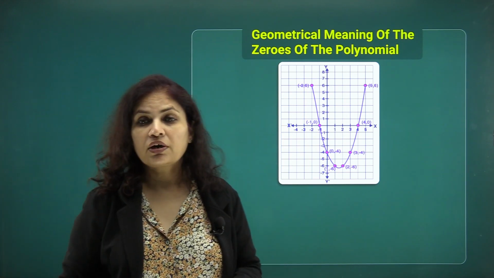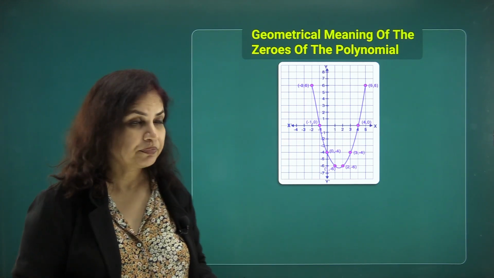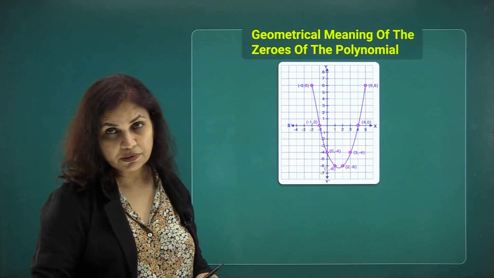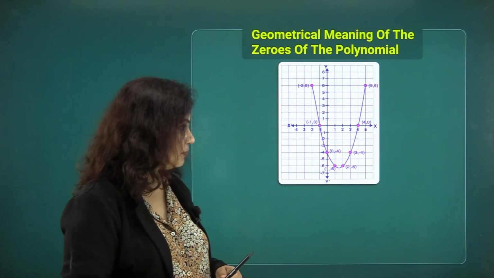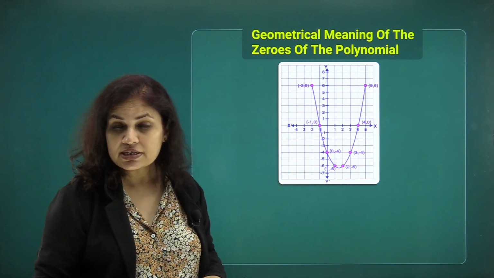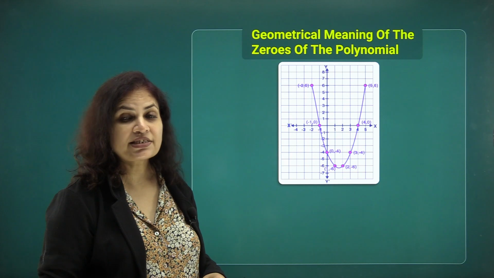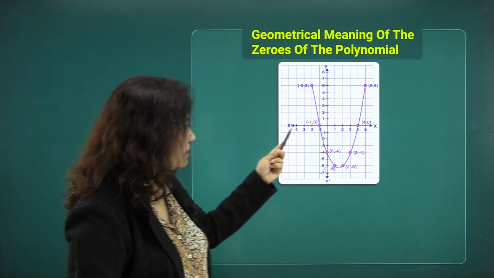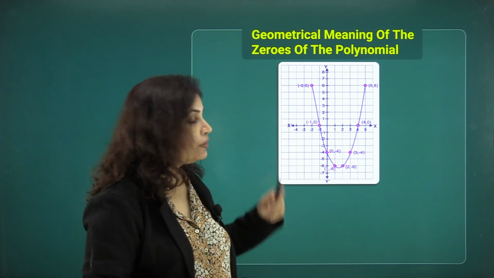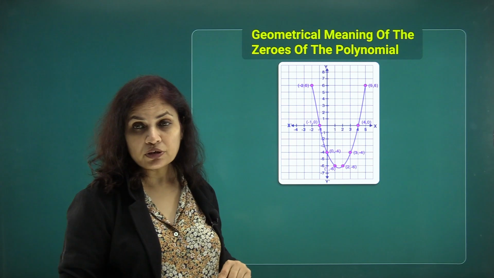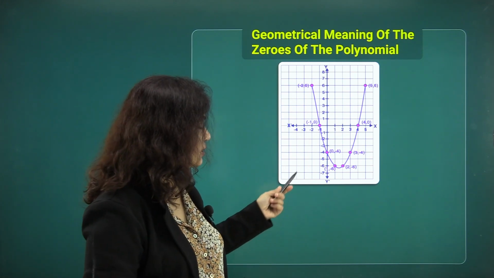Coming to the quadratic polynomial. A quadratic polynomial will give rise to a U-shaped curve known as a parabola, and the parabola can intersect the x-axis at a maximum of 2 points, and these 2 points can be equal in case the parabola passes through 1 point only, that I will show you in the diagram.